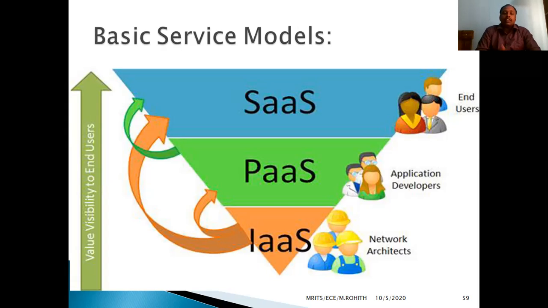The final one is software as a service. These are the end users who take help of these servers, and they try to retrieve information or send data. So here you can directly interact with IaaS or you can take help of PaaS, right? By the help of this, you take the services, right?